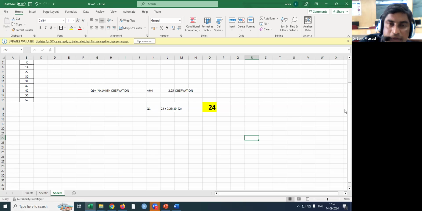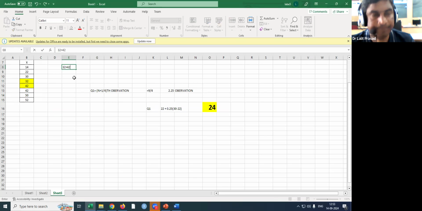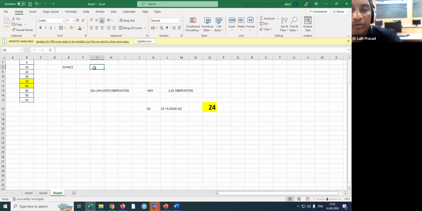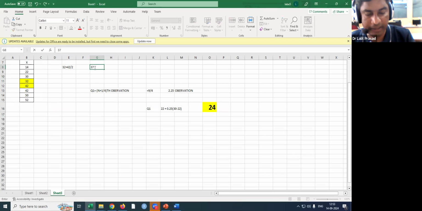Now in this case, we'll find out the Q2. You can count 1, 2, 3, 4, 5, 6, 7, 8. These are the two values in the middle. तो मीडियन कितना हो जाएगा? 32 प्लस 42 डिवाइडेड बाय 2. 32 और 42 कितना हो गया? 74 divided by 2, so that is equal to 37.